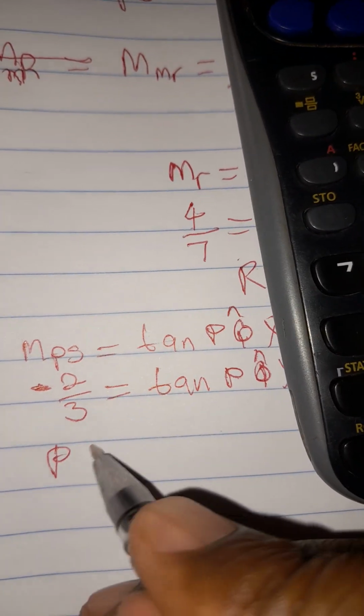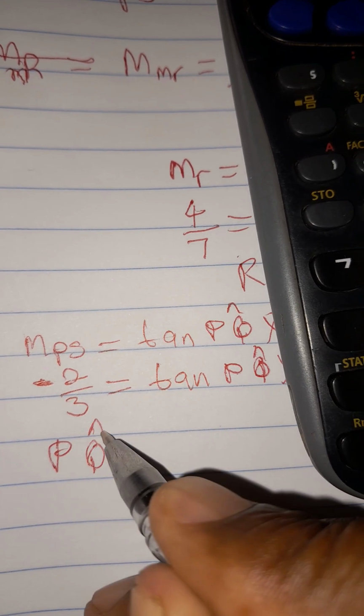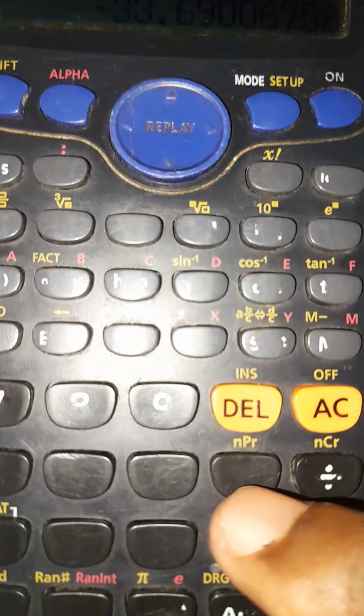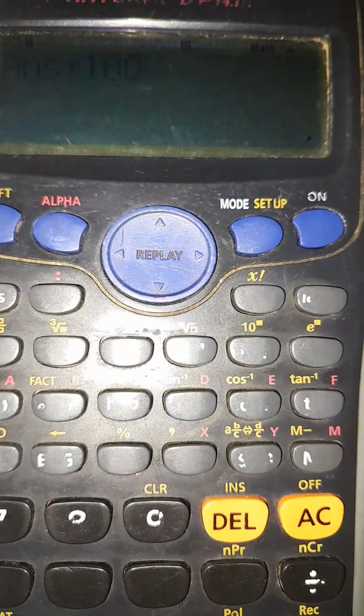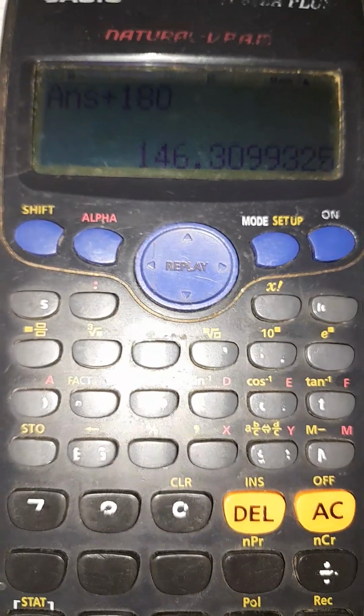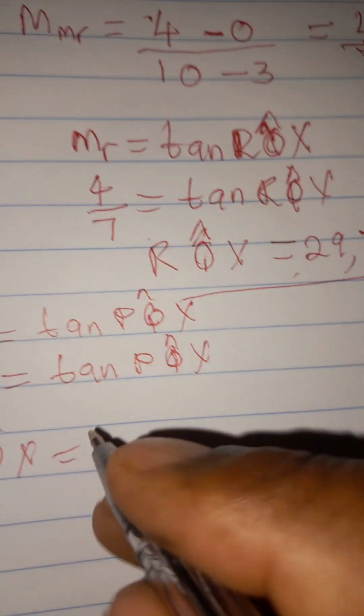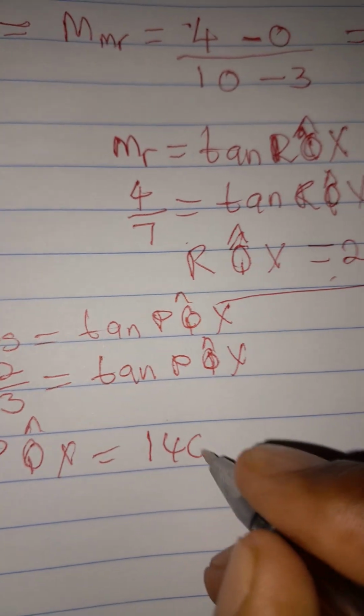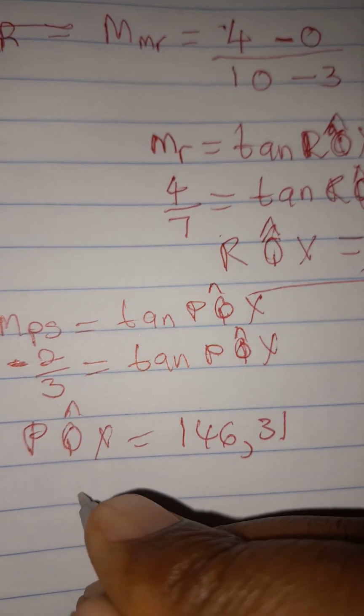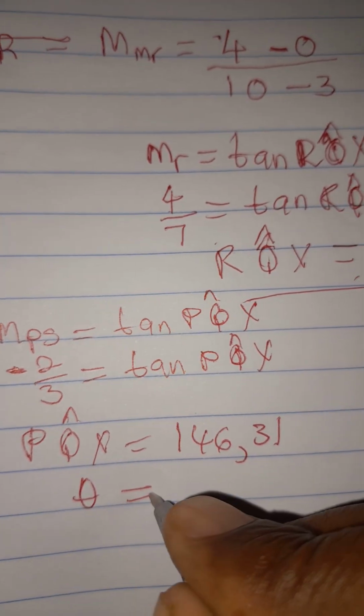Let's say angle PQX is equal to, let's add 180 to this, so that we leave a positive angle. So that will be 146,31. So to find theta, remember that theta is formed here.